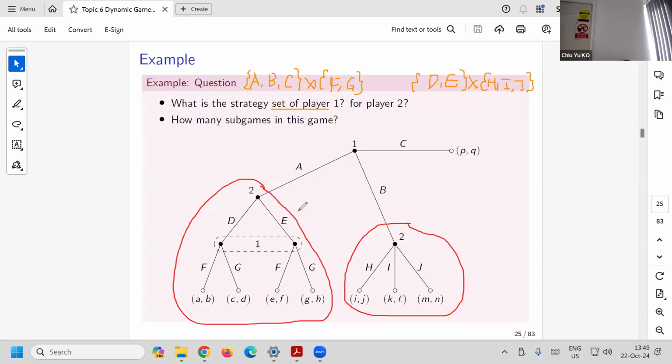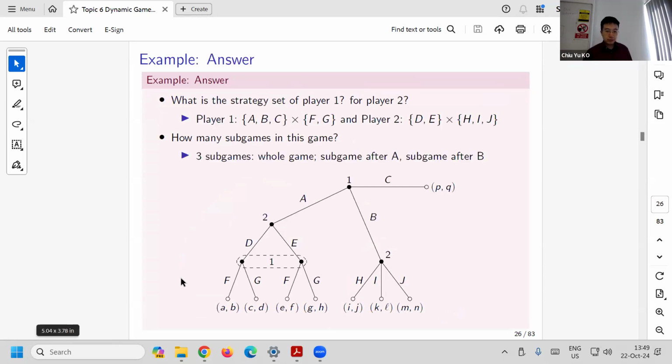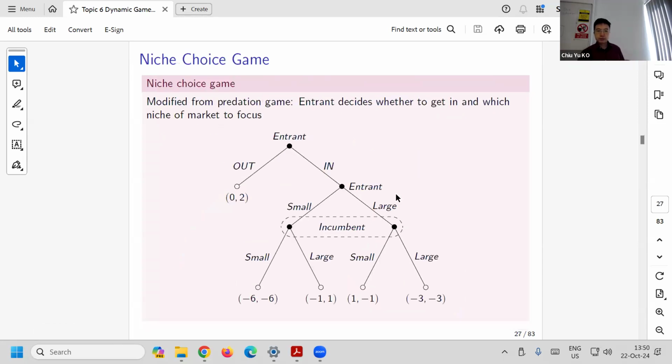So if you want to find subgame perfect equilibrium in this context, you have to find the Nash equilibrium in this game, the Nash equilibrium in this game, and the Nash equilibrium in the overall game. You have to solve this model. Rather complicated, but this is the main concept. Is that okay? I hope you know how to solve this. There are 3 different games: the whole game, the subgame after A, and the subgame after B.